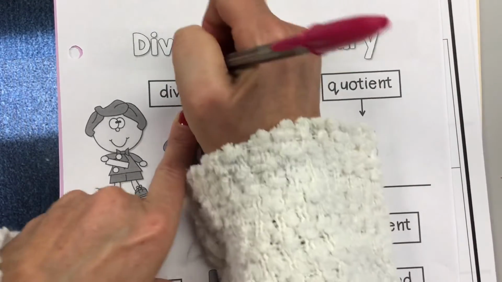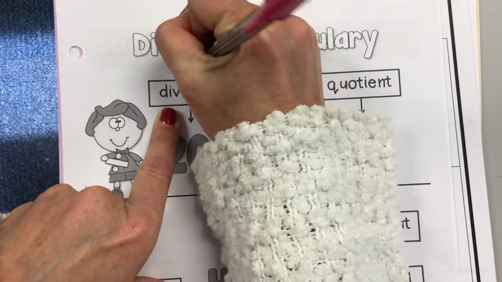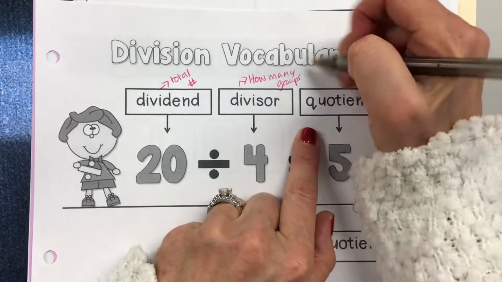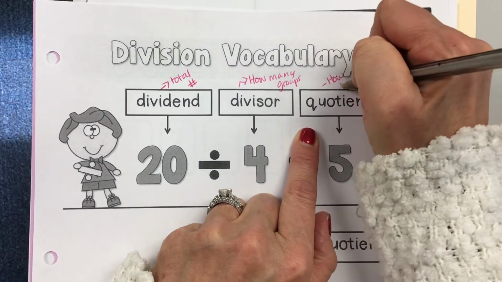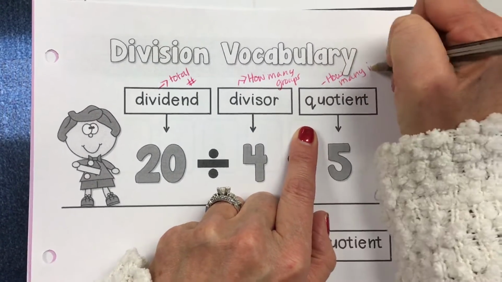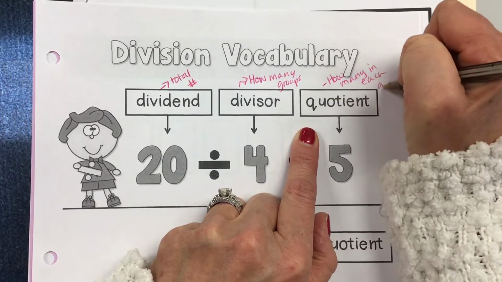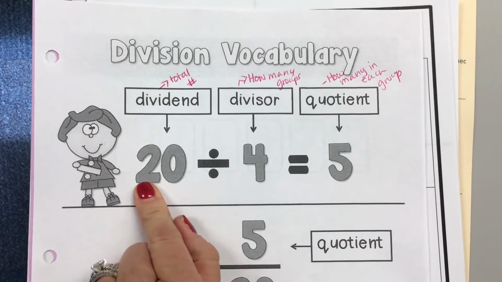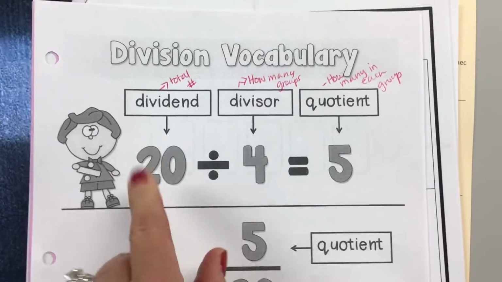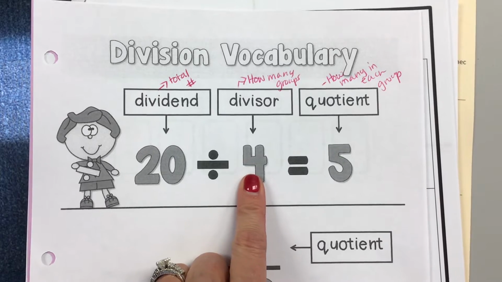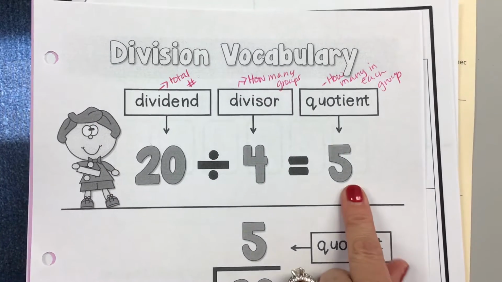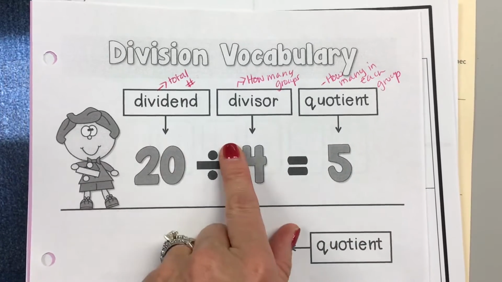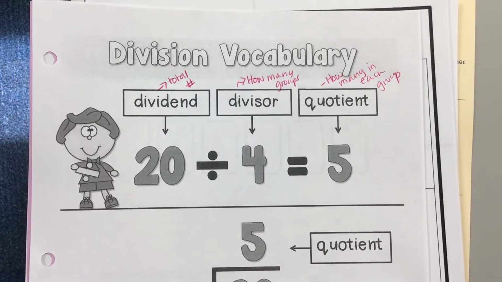Okay, the dividend tells me the total number. And then the quotient tells me how many are in each group. Okay, you should be making the notes that I am making. So if we have 20 total items and we want to divide them into 4 equal groups, there will be 5 in each group. So our dividend is 20, our divisor is 4, and our quotient is 5.